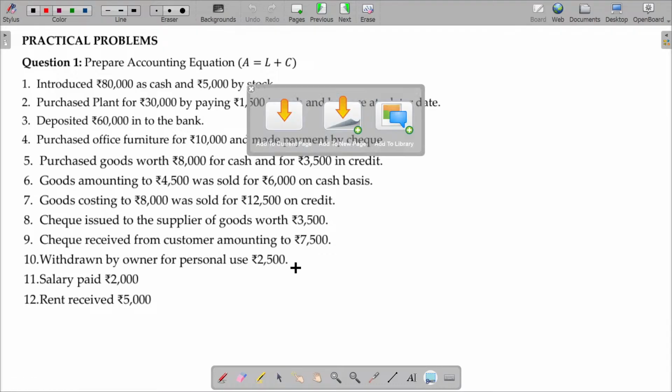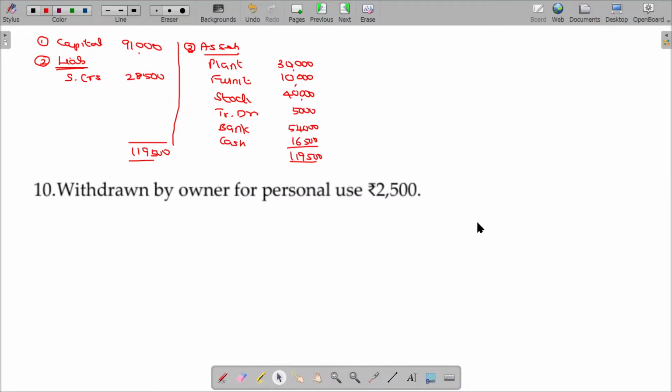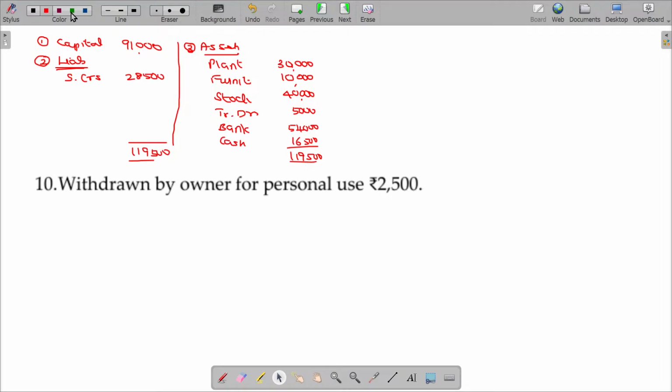Withdrawn by owner for personal use. Very simple. Owner may bring the cash. Sometimes for his requirement, he can take it out from me. So withdrawn by owner. So owner is taking 2,500 cash. So cash will reduce by 2,500. Amount payable to the owner will also be reduced by 2,500. Is that okay? So owner says this business should give me 91,000. Take 2,500 today. Okay. Now the balance sheet.